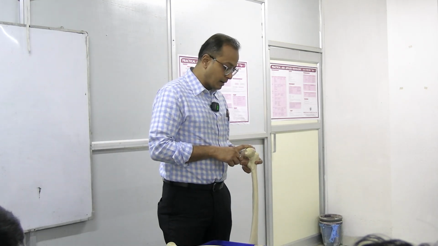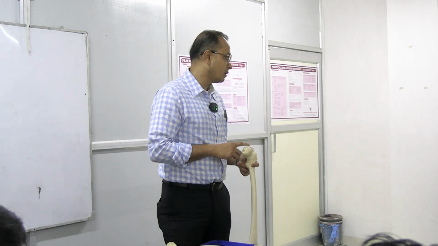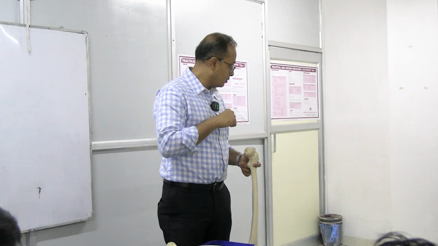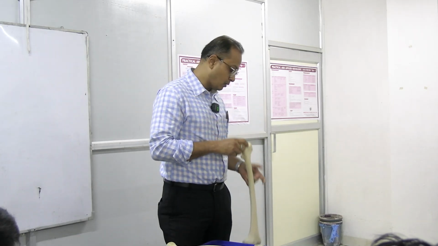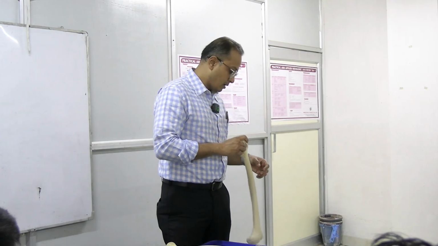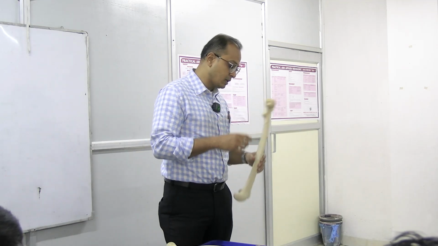Now, coming to the side determination. We have to identify which side, right or left, this bone belongs to. The upper end and lower end are identified by the upper end having this head and the lower end having the condyles, the dilated projected part. Once the upper end and lower end are identified, then we have to identify anterior and posterior.